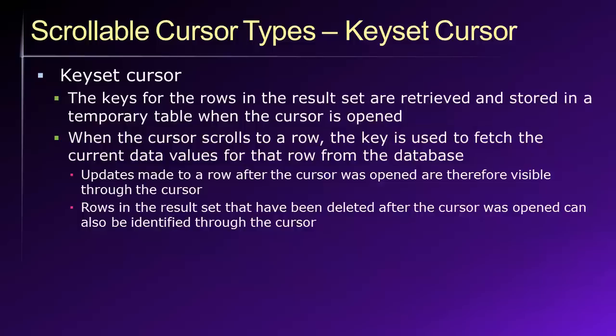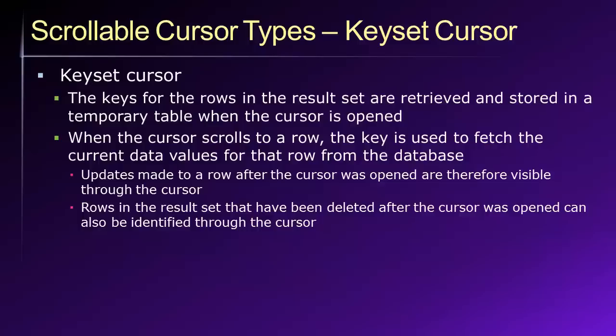Because of this, updates that are made to a row after the cursor was opened are going to be visible through the cursor. So let's say that my keyset cursor fetches a number of key values when the cursor is opened. These are primary key values, let's say 1, 2, 3, 4, and 5. I start moving through the cursor. I examine row 1. When I scroll to that row, the database fetches the values for primary key ID 1 out of the database and returns them to me.